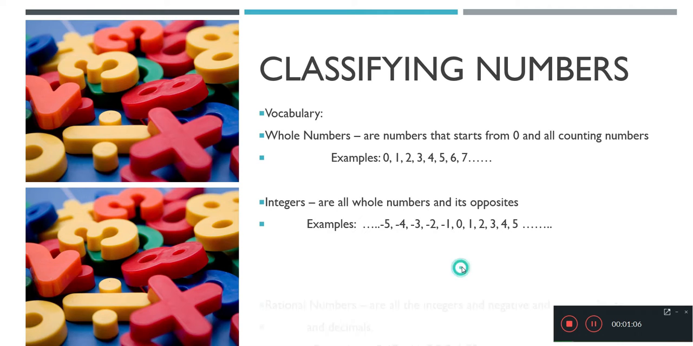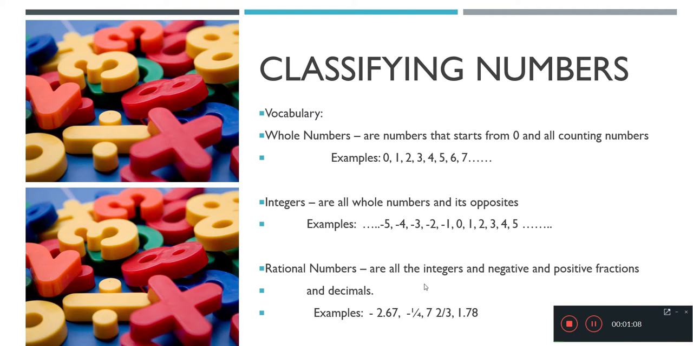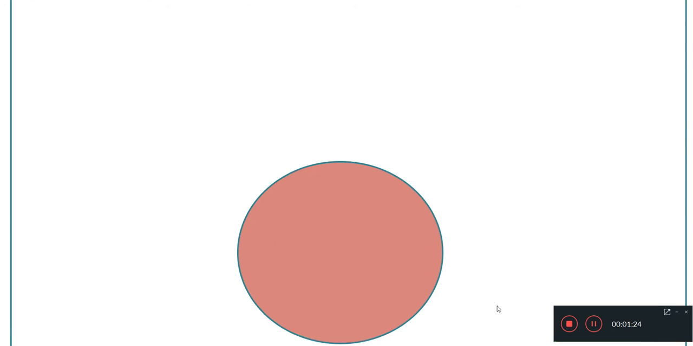You have the rational numbers, which are all the integers and negative and positive fractions and decimals. So I have -2.67, 1/4, 7/2, and 1.78. Now I'm going to show you a nice representation of the real number system.